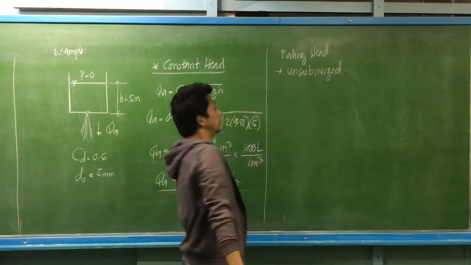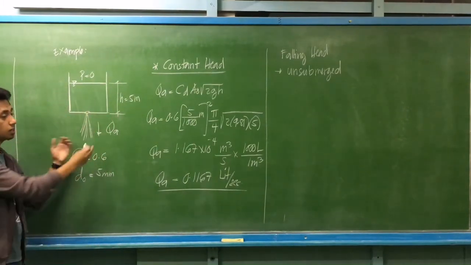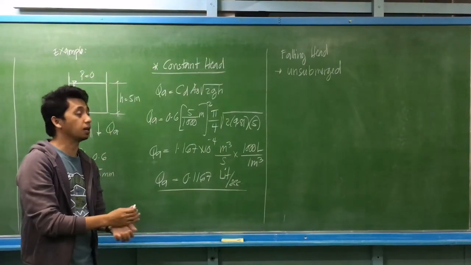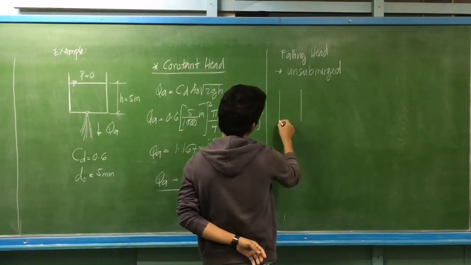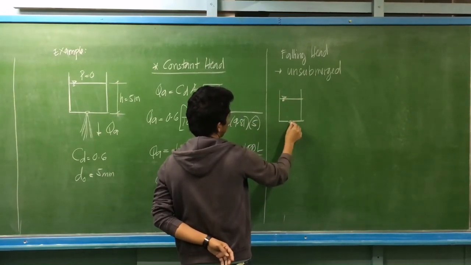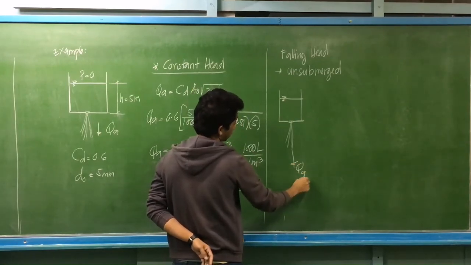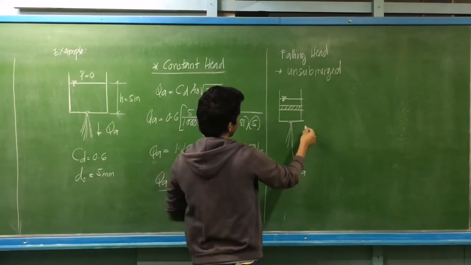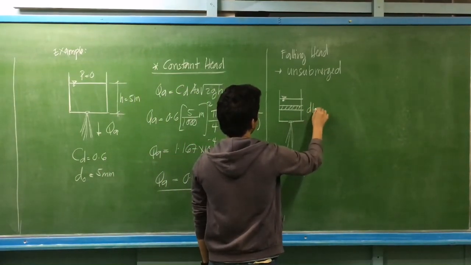For the case of falling head, we have two cases. We have unsubmerged, where the liquid exits open to the atmosphere. The other is where the liquid exits and goes into another tank. So for falling head, let's assume this is the tank, this is the liquid surface, and here is the orifice where the water exits. So this is the actual discharge. Since liquid is being removed, the liquid surface will go down. So this is our differential head.